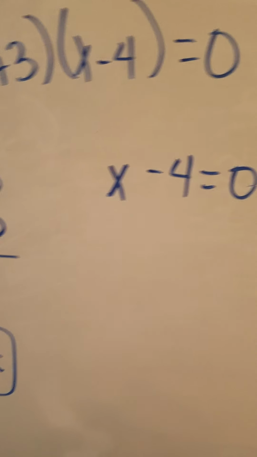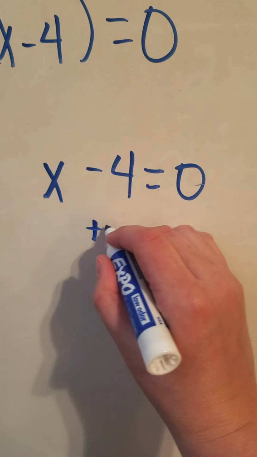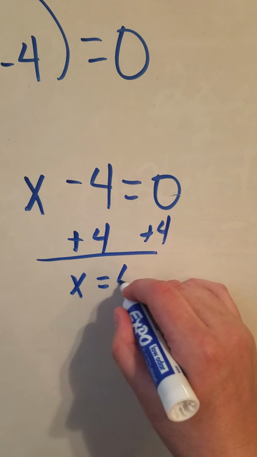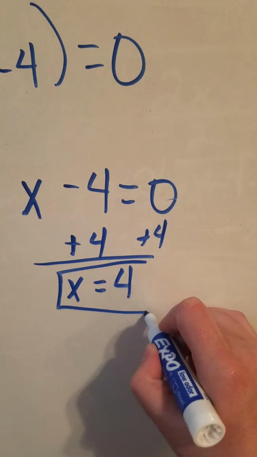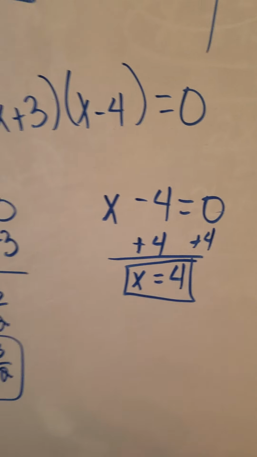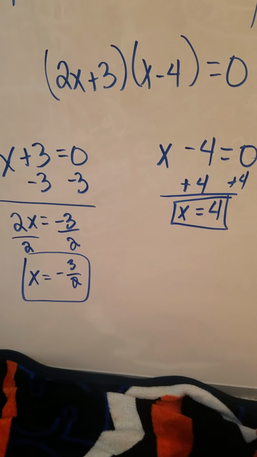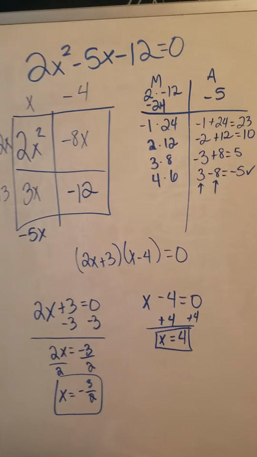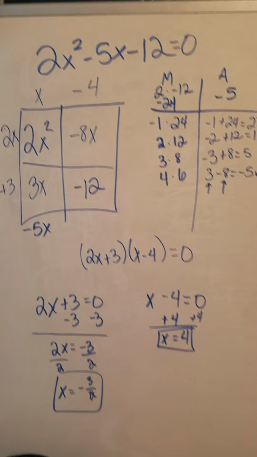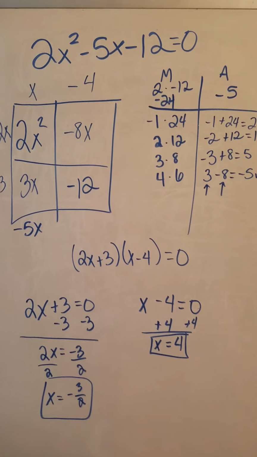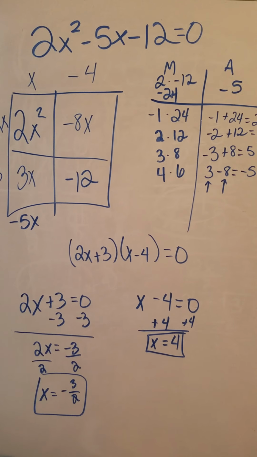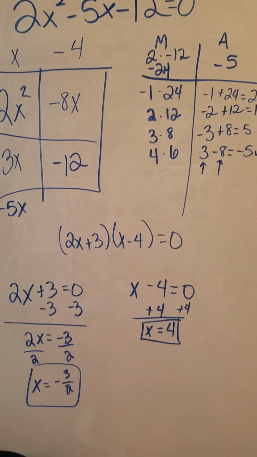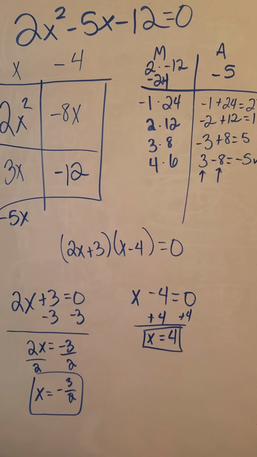Now let's move on to the other one. Add 4 to both sides. x equals 4. That is my second answer. And with that, I am done. I know it was a lot of work, and whenever you have a quadratic that's not factored, it is going to be a little bit more work than the other way. But this is all the steps that you need to take.